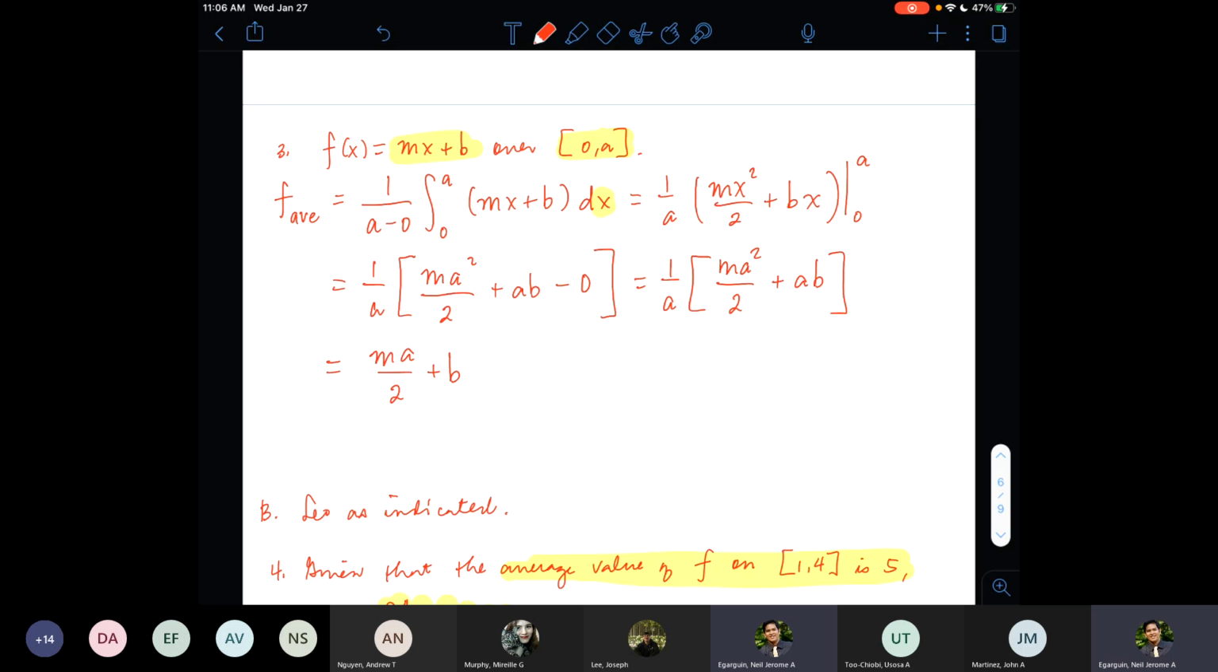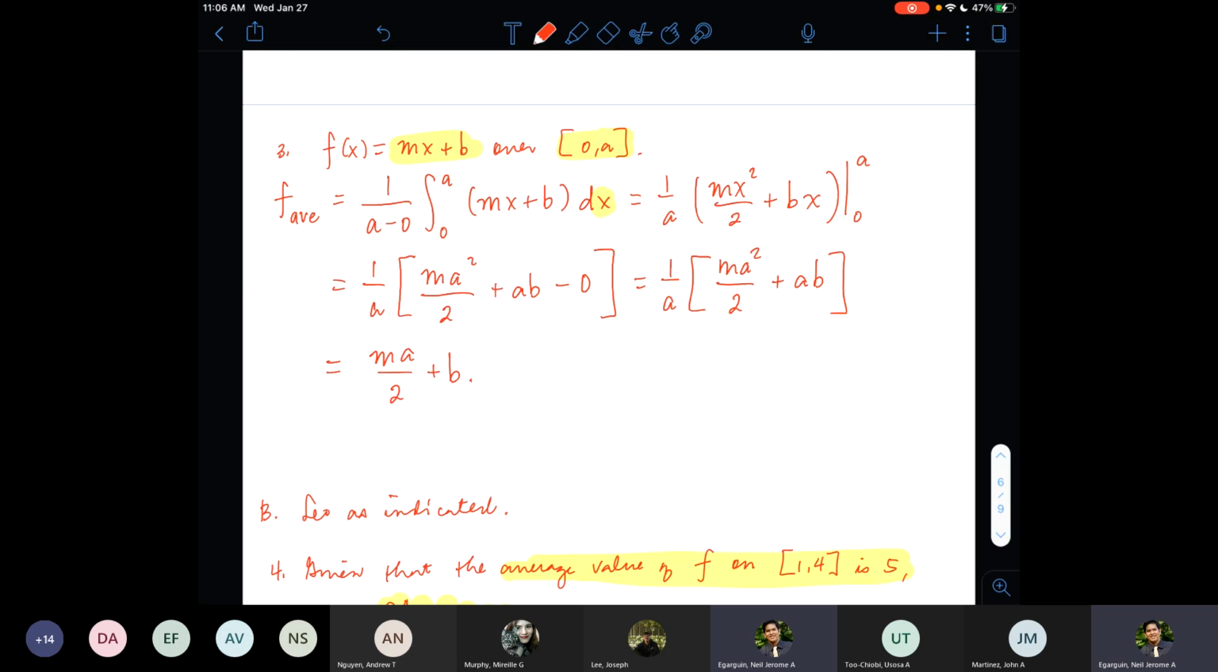Sorry, plus b, right? So that's the average value. The average value is ma over 2 plus b. That's the final answer. Because remember, a, m, and b are all constants. So here we get a constant value for the average value, all right?